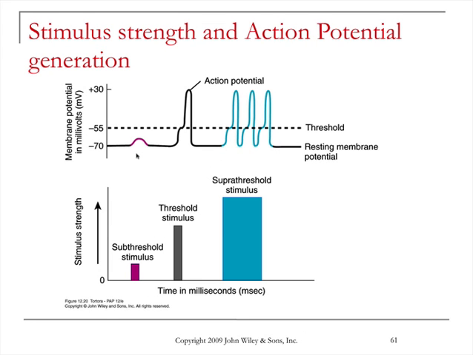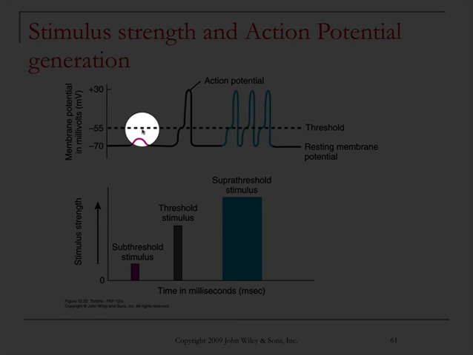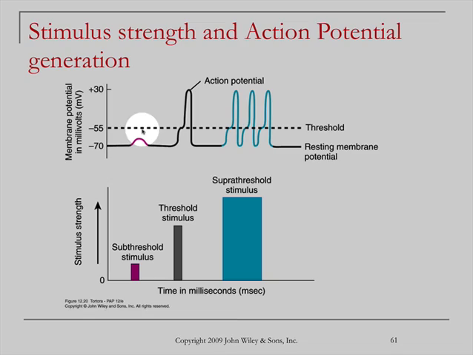In other words, if the stimulus is weak, that is being generated at the dendrites or cell body, and by the time the graded potential gets down to the axon hillock, if the membrane potential has not reached the threshold level, here at -55 for instance, then an action potential will not be generated.